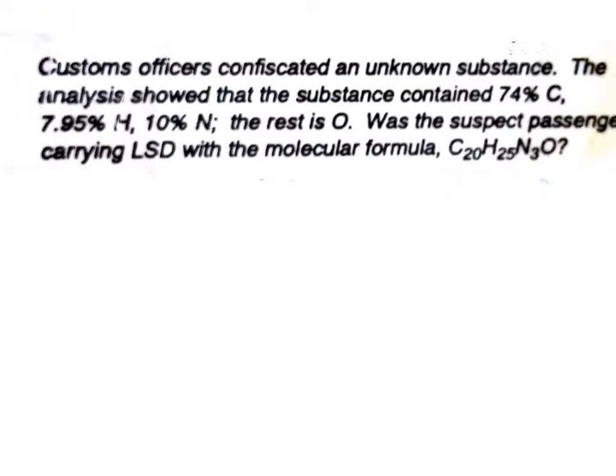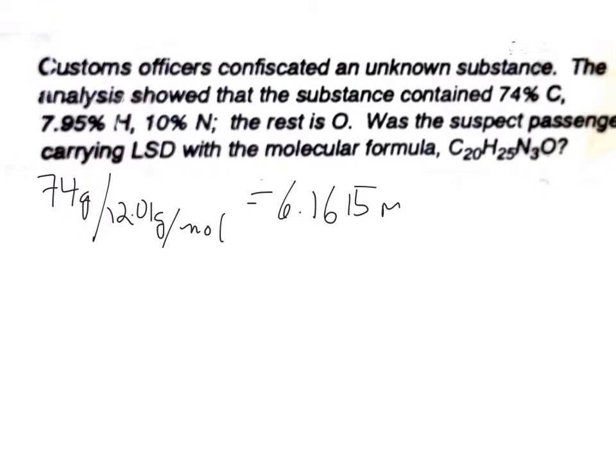So what we're given here are percentages of carbon, hydrogen, nitrogen, and the rest is oxygen. Remember to assume that you have 100 grams if you are given percentages. So in that case, we have 74 grams of our carbon because it says we have 74%. Now we divide that by 12.01 grams per mole, and that will give us 6.1615 moles. I'll take it to 2 sig figs, so we'll go 6.2. The reason I'm taking it to 2 sig figs is because my 74 is 2 sig figs. And that's my carbon.